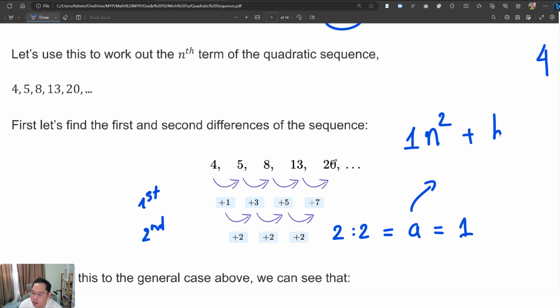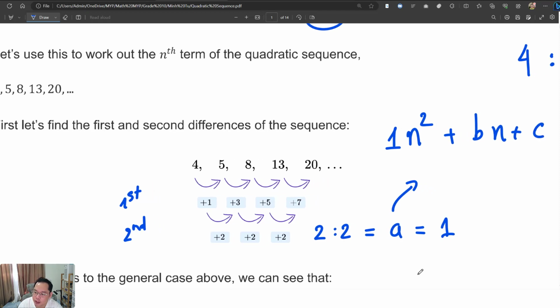Now we need to find the coefficient b with the term n, and the constant c.